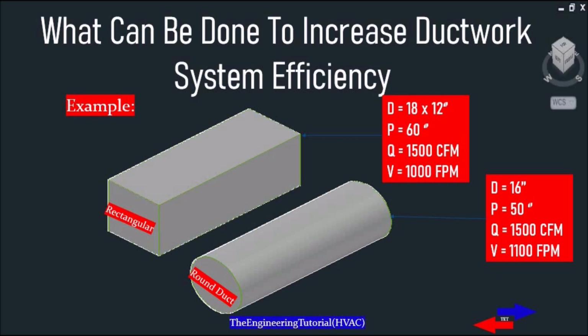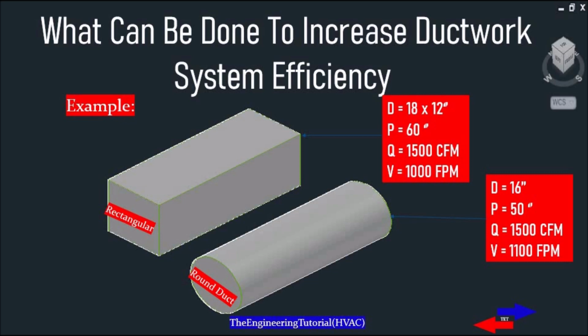As we can see in the example here, the rectangular duct requires more metal for its construction, which can add more weight and cost to the design. It also has a larger perimeter than the round duct that will allow more air to come into contact, which can cause friction in the system. Friction in a system can cause the fan to work harder, and as a result causes higher operating costs.